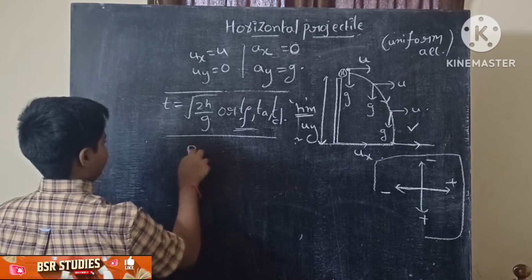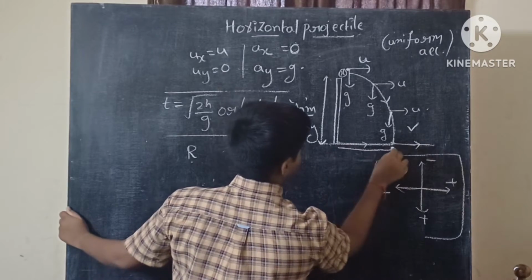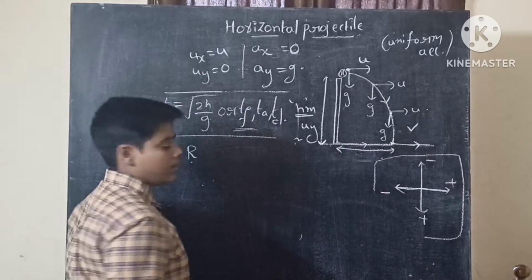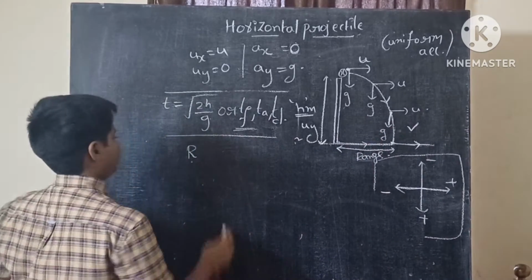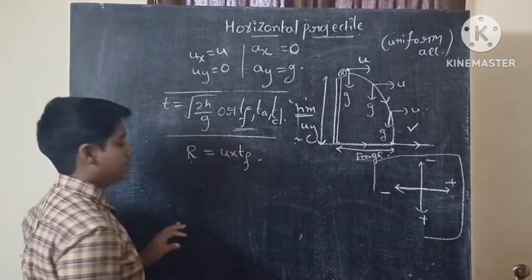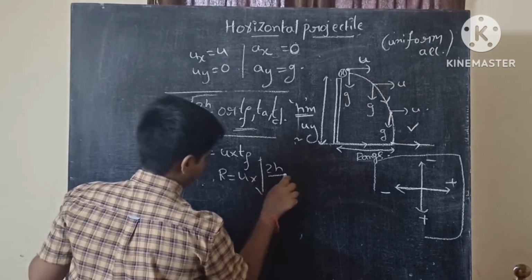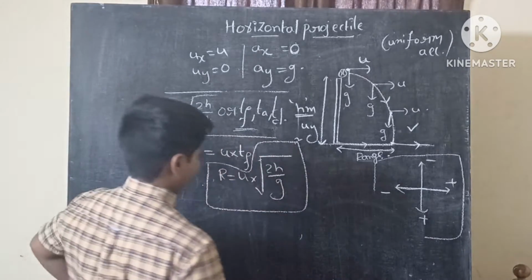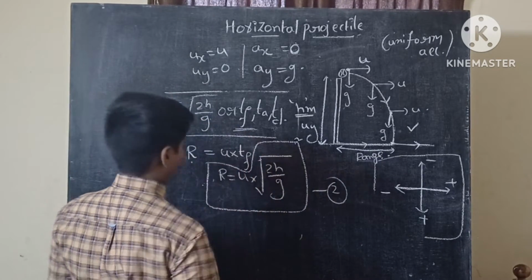And range is nothing but the distance from the foot of the tower to the point where the ball dropped and reached the ground. Range is nothing but initial velocity into time of flight. So range equals initial velocity into root over 2h by g. So this is the second formula, and this is the first formula.